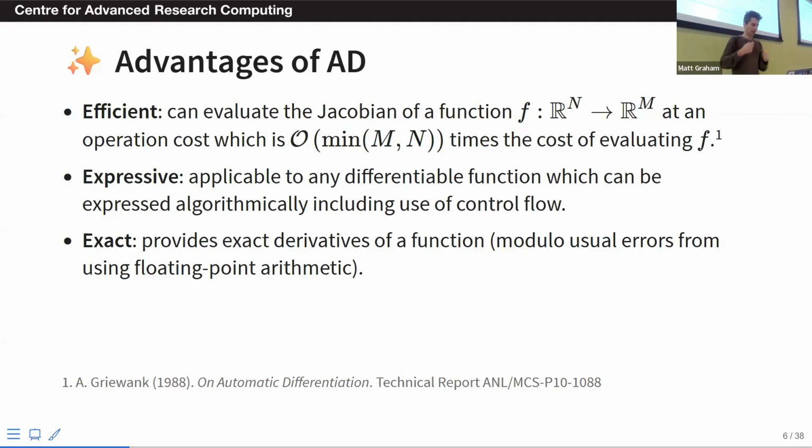The other part of this triplet of advantages of automatic differentiation is that, inasmuch as we can never have exact results when working with finite precision arithmetic on a computer, it provides exact derivatives. We still suffer from the usual floating point arithmetic errors, but unlike numerical differentiation approaches, which have some truncation error, we don't have that in autodiff. So we're getting things that are as close to exact as we could expect on a computer.